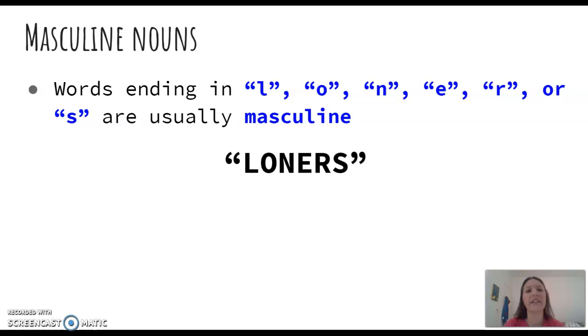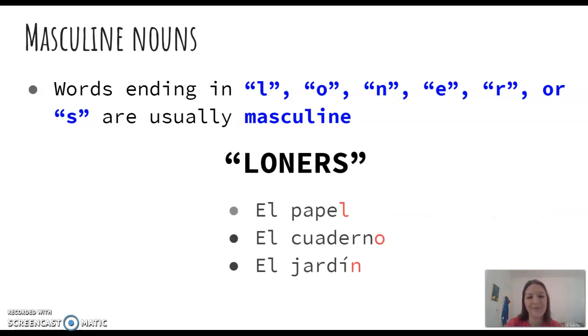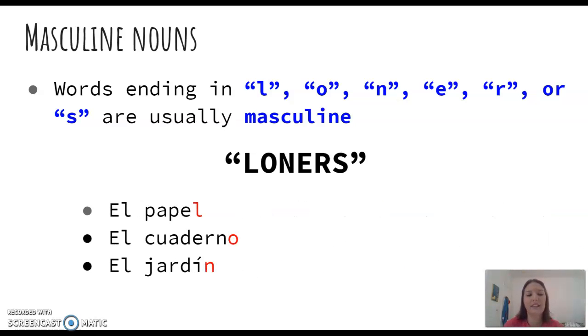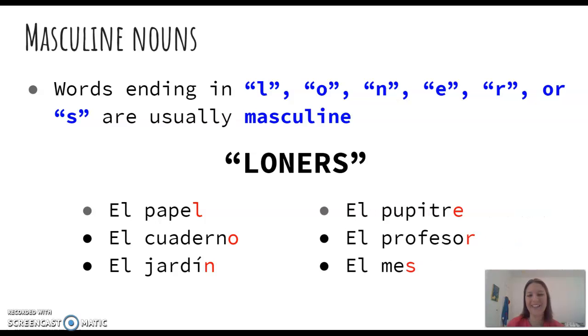So let's look at a few examples here. The letters highlighted at the end, so starting with ending in L. Okay, so we got el papel, el cuaderno, el jardín, el pupitre, el profesor, and el mes. Some of these words we've learned, some you haven't, but you can figure out the article based on the ending. Okay?